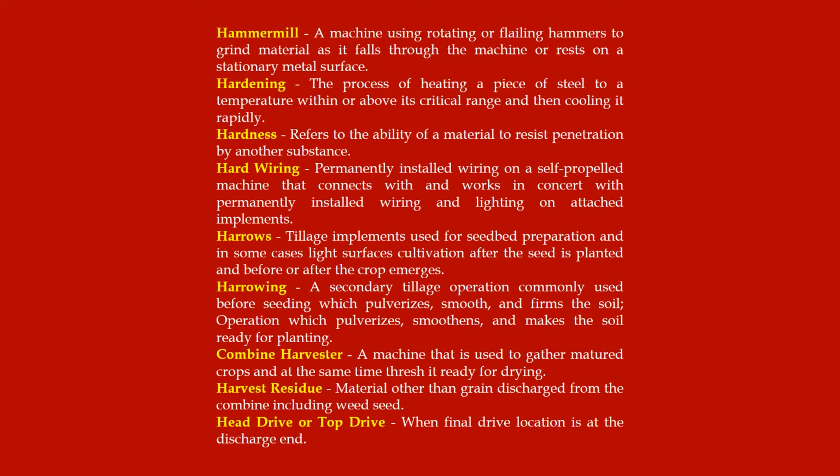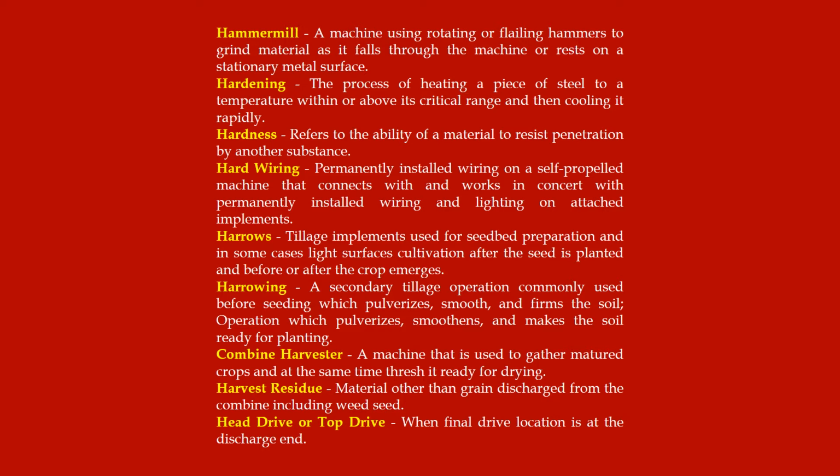Hammer mill. A machine using rotating or flailing hammers to grind material as it falls through the machine or rests on a stationary metal surface. Hardening. The process of heating a piece of steel to a temperature within or above its critical range and then cooling it rapidly. Hardness refers to the ability of a material to resist penetration by another substance.